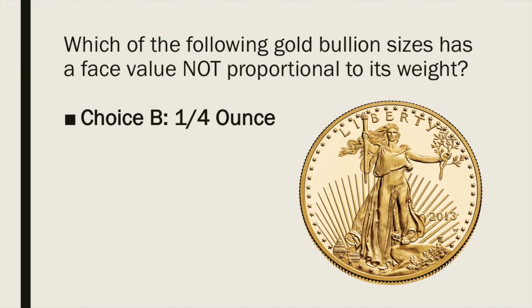And our answer is 1/4 of an ounce, choice B. Basically, it has the $10 face value when it should have a $12.50 face value, because it's $5 for the 10th ounce, $50 for the 1 ounce, $25 for the half ounce. So technically the fourth should be 12.5 instead of 10. It's a more round number. It makes sense, but it's not proportional.